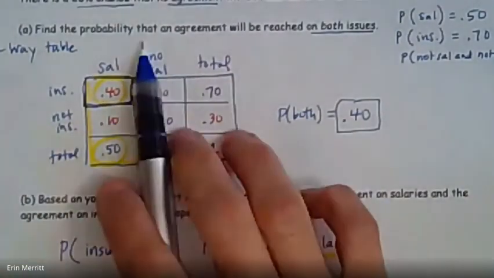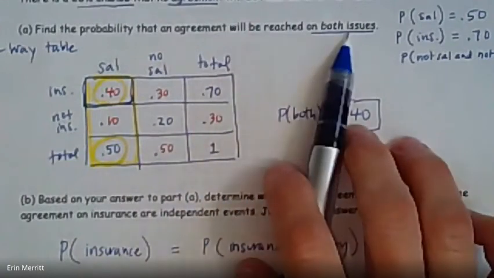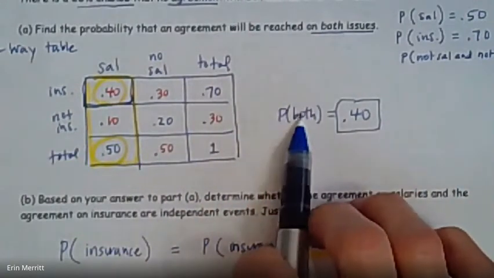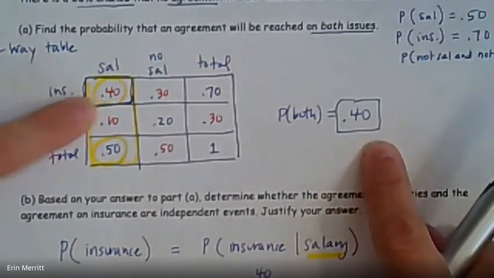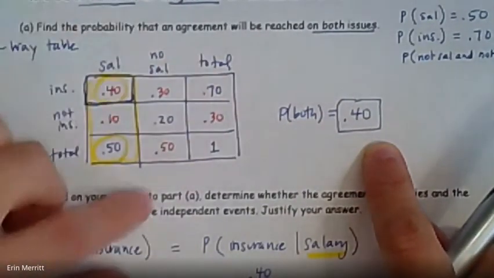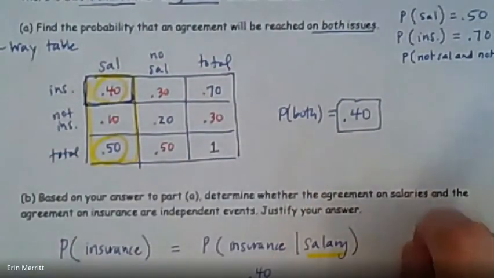So when it says find the probability that an agreement will be reached on both issues, the probability of both, meaning salaries and insurance, that's that first square. So that's 40% right there. Easy. All right. So once you have the chart, it's really simple to answer that. All right. Part B of this.